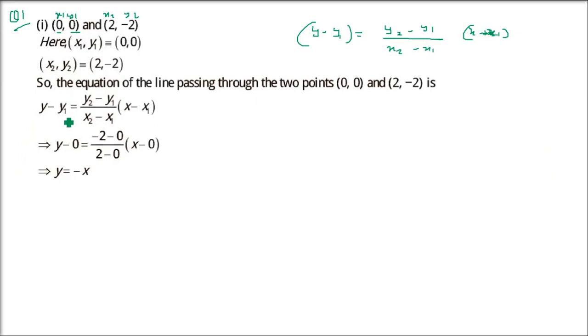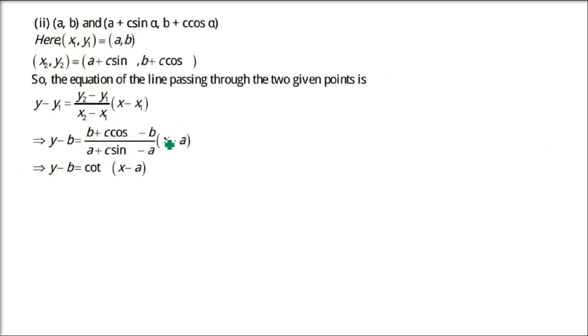Then we just put these values and y equals minus x will come. I am just skipping it because there are plenty more questions which have more effort, which are going to come just now. For example, this question. Here we have x1, y1 as a, b, x2, y2 as a plus c sin alpha and b plus c cos alpha. x1, y1 is given, x2, y2 is given. We will use the formula.